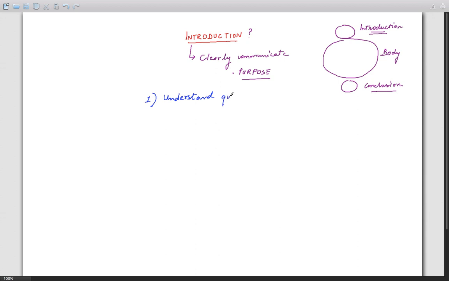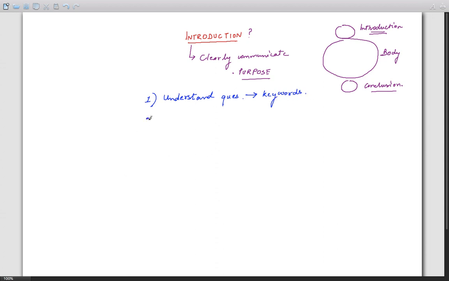And how do you understand it? Well, the main understanding points are the keywords. Keywords are crucial in understanding what exactly the purpose of the essay is. And I will come to a few examples and it will be amply clear what exactly I mean by keywords.